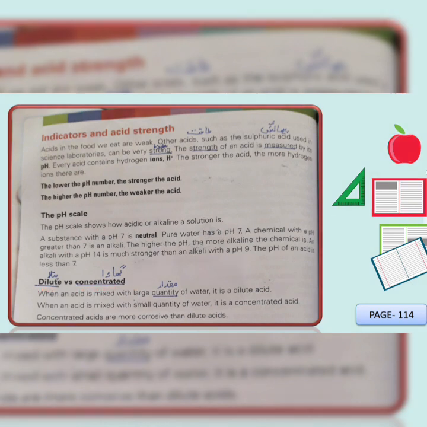Dilute means patla and concentrated means gada. So, if we mix a large quantity of water in small amount of acid, then the acid is called dilute. On the other hand, if we mix small quantity of water in large amount of acid, then our acid will be concentrated.